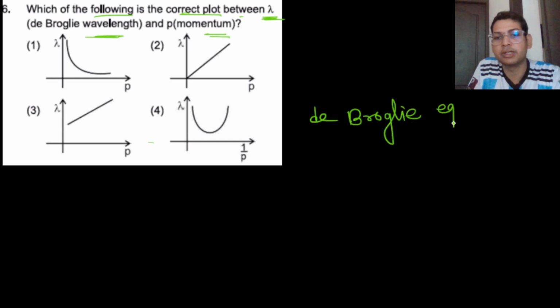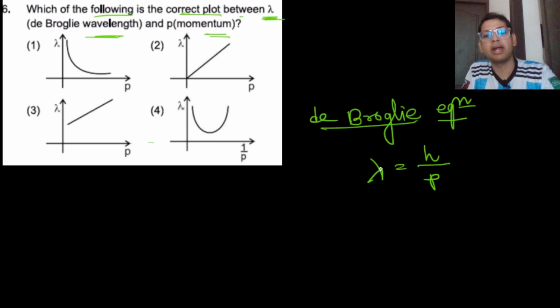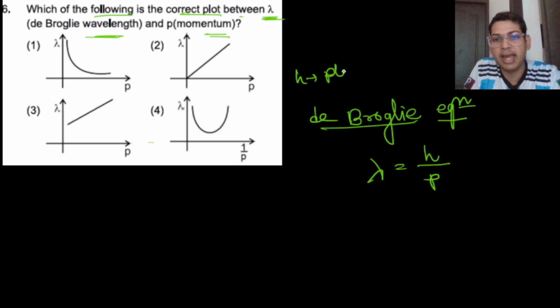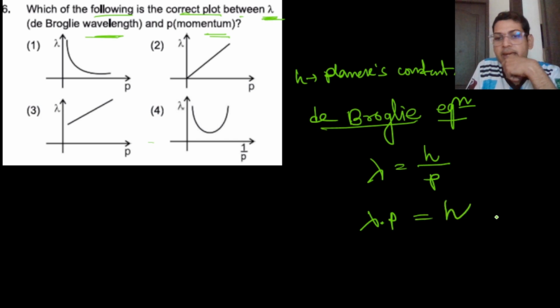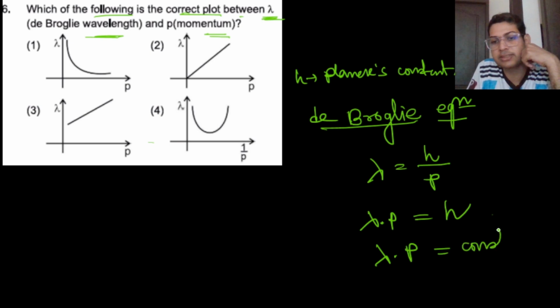De Broglie equation. Sir, what is the de Broglie equation? The de Broglie equation is lambda equal to h by p, where lambda is the de Broglie wavelength, p is momentum, and h is called Planck's constant. Okay, sir. So if this is the case, can I say that lambda into p is equal to h? Yes, you can say. So lambda into p is equal to a constant.